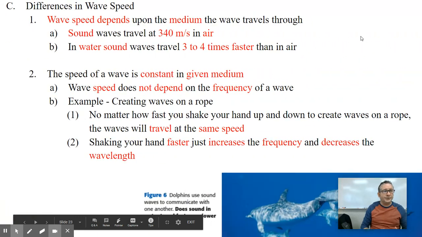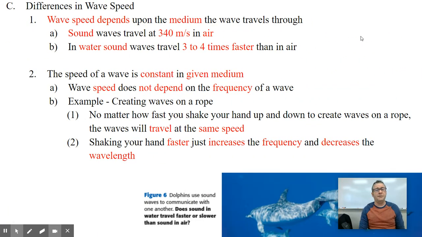All right. So, differences in wave speed. Wave speed is going to depend on the medium through which the wave travels, okay? Sound waves travel at 340 meters per second in air. But in water, sound waves travel 3 to 4 times faster than in air, okay? And there's a reason for that we might get into in a little bit.